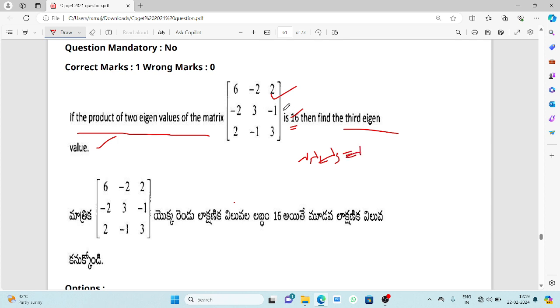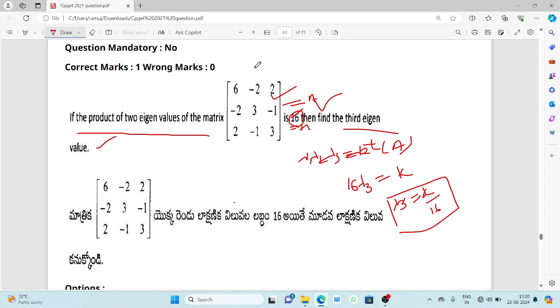If I consider the matrix as A, the product of the eigenvalues is the determinant of A. He already provided that the product of two eigenvalues is 16. If you do the determinant, you get some k. For that k, lambda 3 is k divided by 16. So this is the one eigenvalue for this matrix.